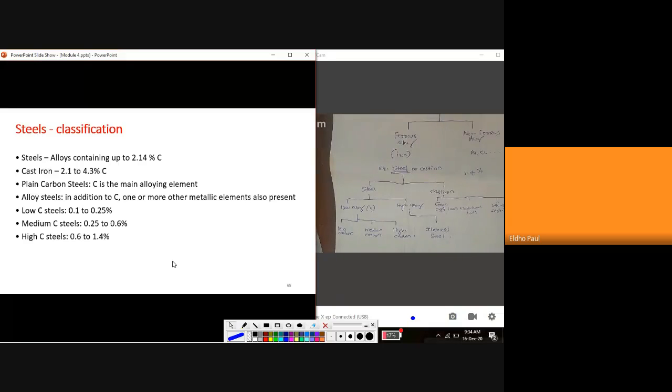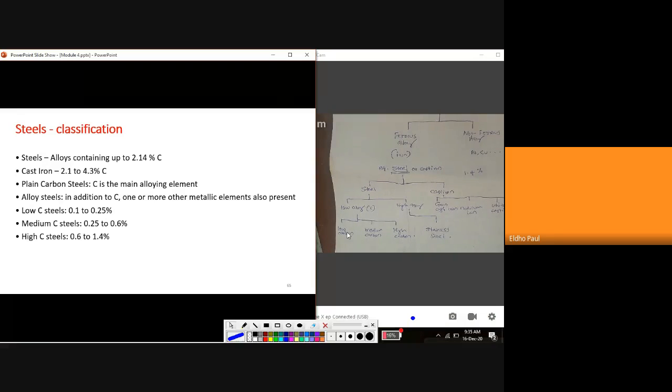So in most of our engineering applications, we have three types of low alloy steel: low carbon steel, medium carbon steel, and high carbon steel. And out of these three types, low carbon steel is the greatest quantity which we use in any engineering application.